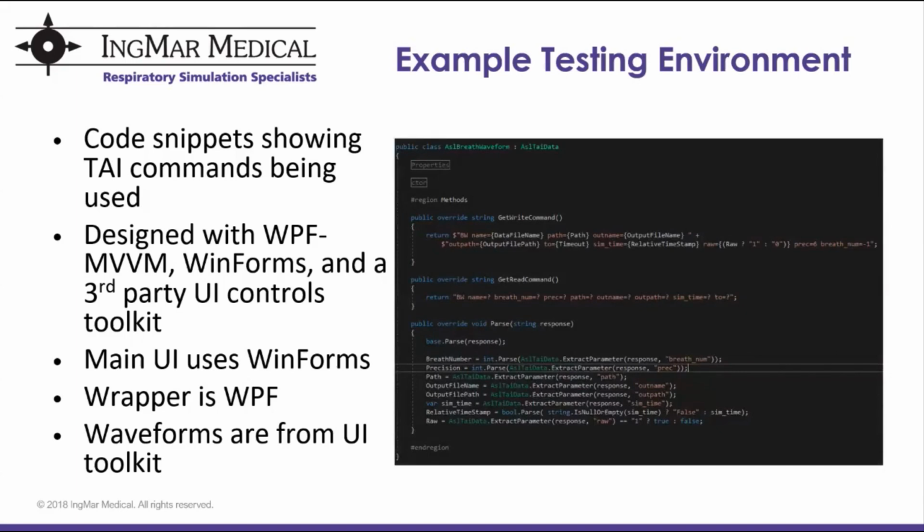Here's another example of how we invoke the BW command, or the breath waveform command. We created the ASL breath waveform class, and here we are parsing the output from this command to plot it inside of our GUI.